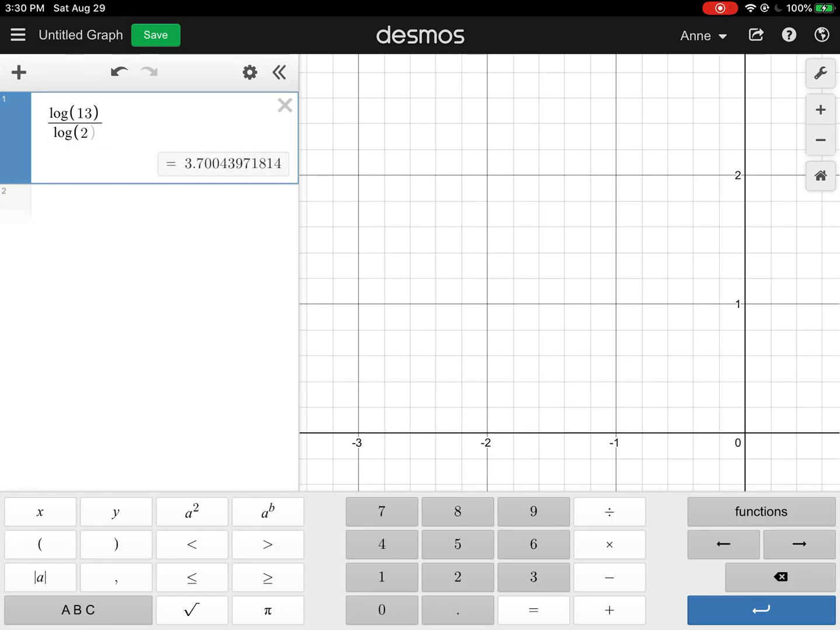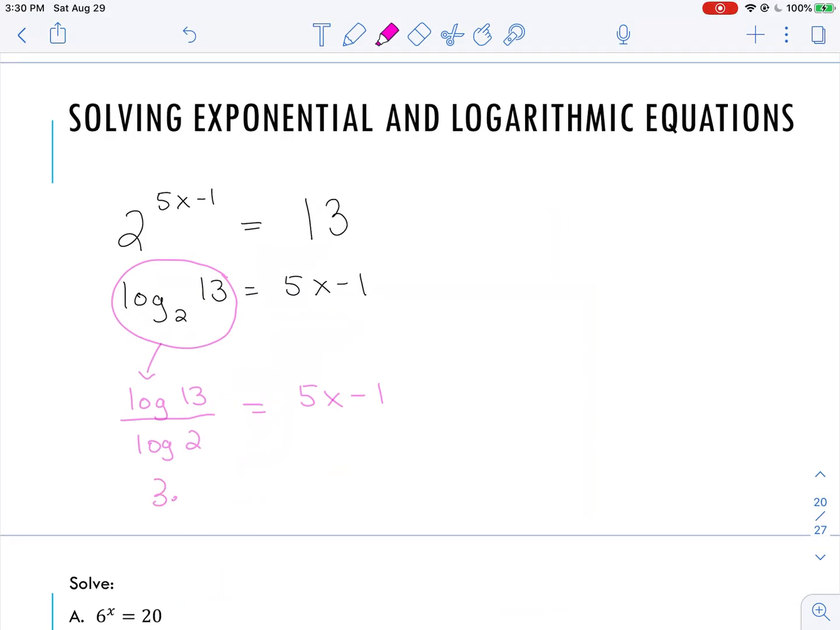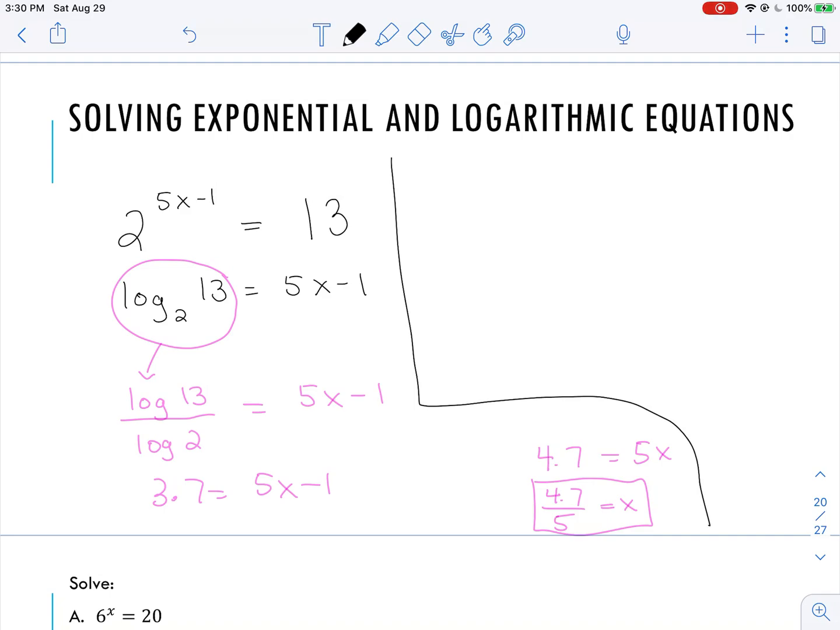And that's going to give us 3.700. So we're going to say that's 3.7. So this becomes 3.7 equals 5x minus 1. And then you just solve for x. So add the 1, 4.7 equals 5x, and then divide by 5. So 4.7 over 5 is equal to x. And you can use your calculator to get your decimal answer. That's how you can solve exponential equations. You can change it into a logarithmic problem and solve.